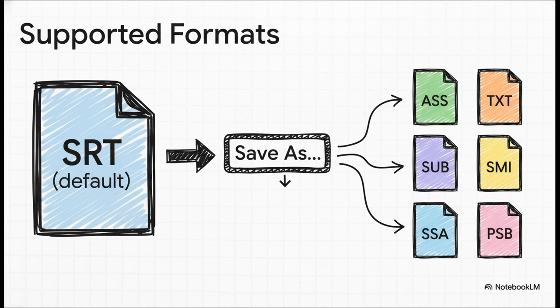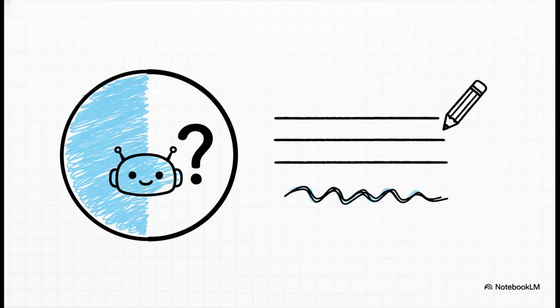It's compatible with everything. But if you're a power user and need a different format, you can just do Save As and you'll get a whole list of options, like ASS for advanced styling, or even just a plain text transcript.